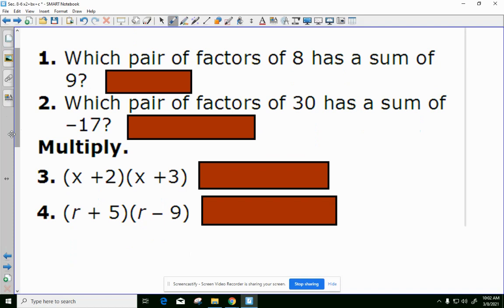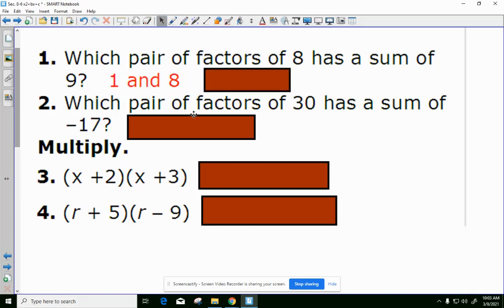In order to be able to do that, we need to be able to answer these first 2 questions. Okay. So can you think of a pair of factors for 8, so something that multiplies to 8, but sums to 9 or adds to 9? Give me something multiplies to 8, adds to 9. Yep. Think of something that multiplies to 8 and adds to 9. 1 and 8. Okay. If you took those 2 numbers, they multiply together to give you 8. They add 1 plus 8 to give you 9.